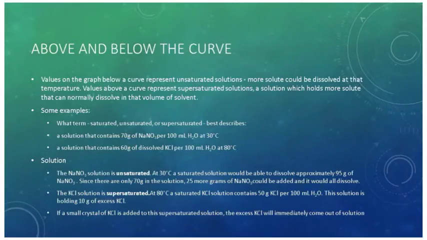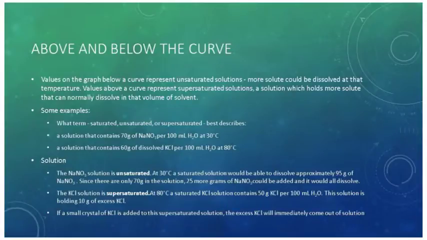Above and below the curve. Values on the graph below a curve represent unsaturated solutions. More solute could be dissolved at that temperature. Values above the curve represent supersaturated solutions, a solution which holds more solute than can normally dissolve in that volume of solvent.